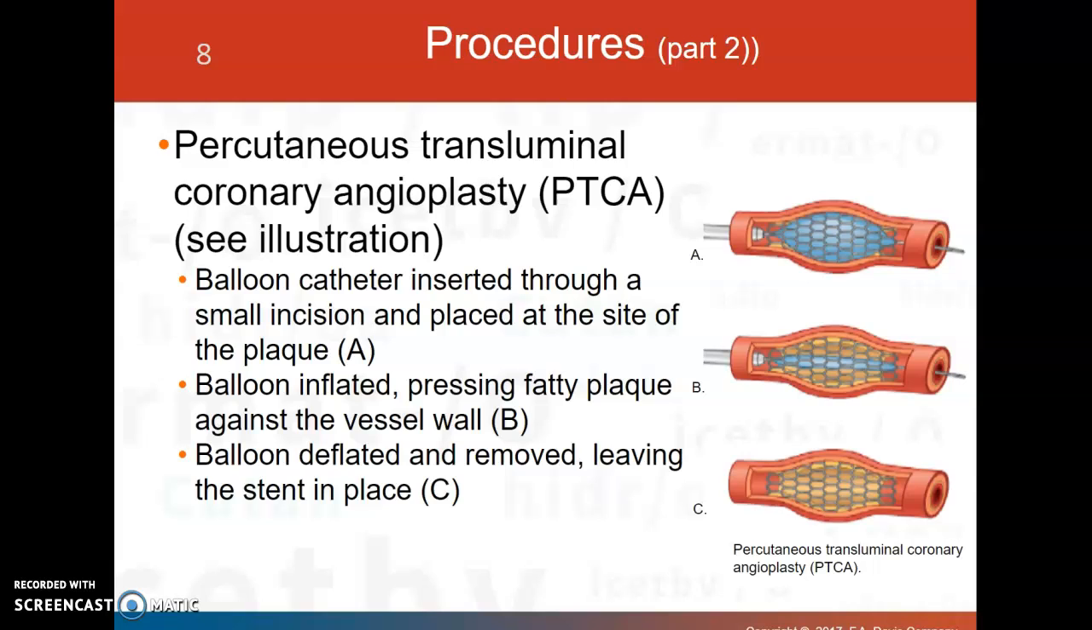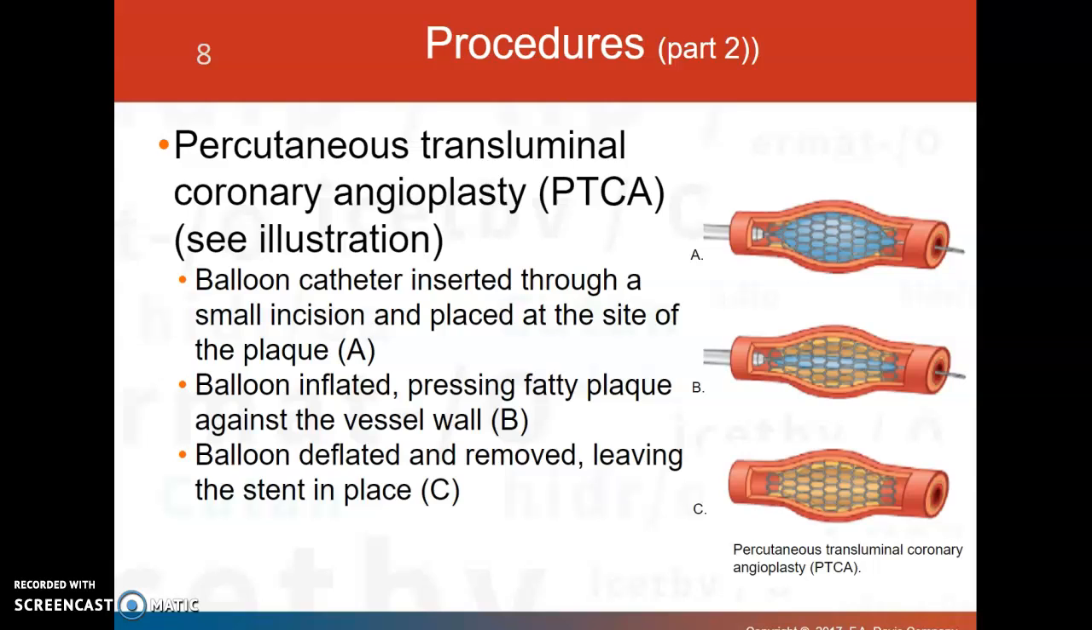Percutaneous transluminal coronary angioplasty, or PTCA. This is where they put the balloon in. So a balloon catheter is inserted through a small incision and placed at the site of the plaque. The balloon is inflated, pressing fatty plaque against the vessel wall. The balloon is deflated and removed, leaving the stent in place. So you can see right there that blue in line A is the balloon.